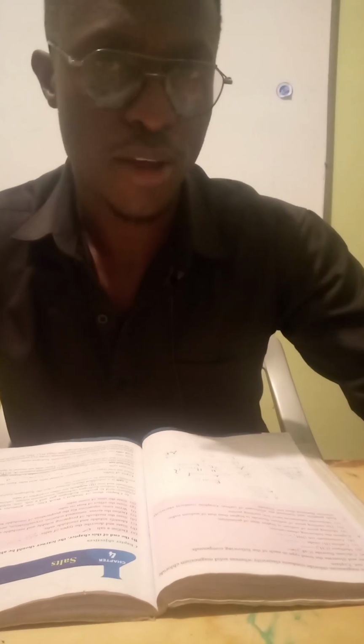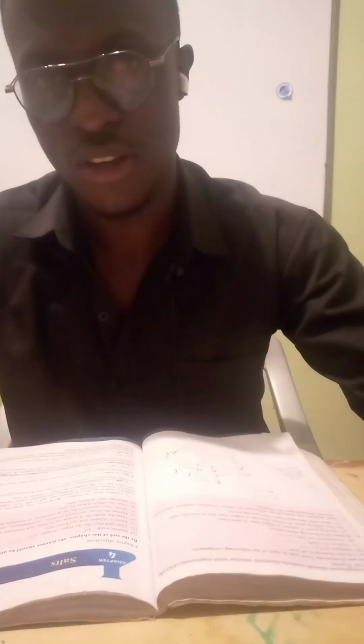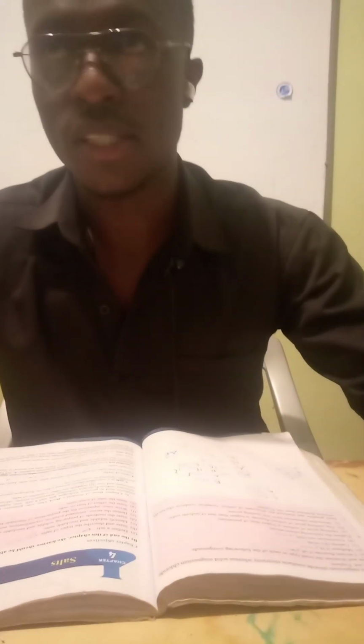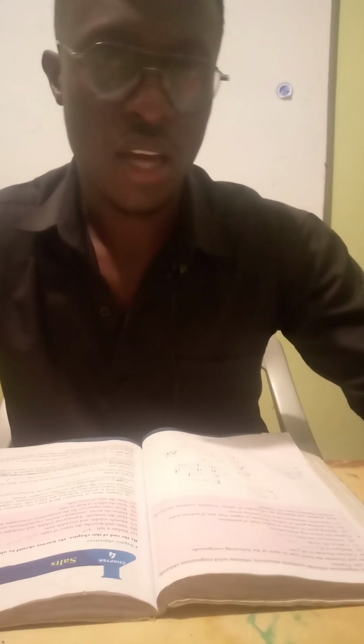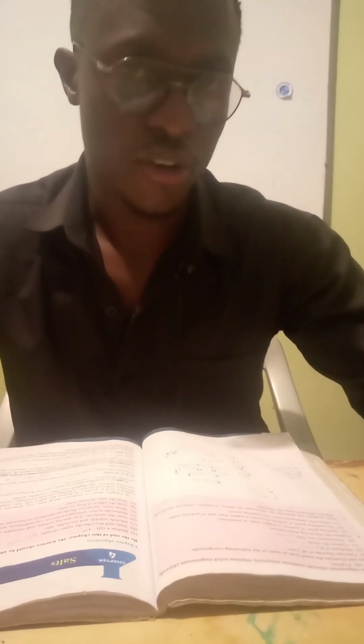So it is very simple for you to define a salt. A salt is a substance that is formed when a hydrogen ion in an acid is wholly or partially replaced by a positive ion. Let us now use another acid. We can have H2SO4, that is sulfuric acid. Sulfuric acid is dibasic because it has two hydrogen ions.